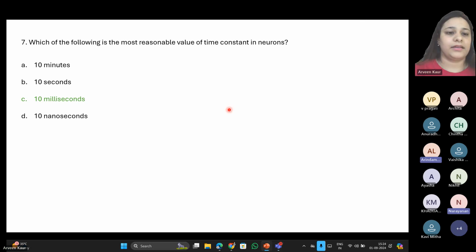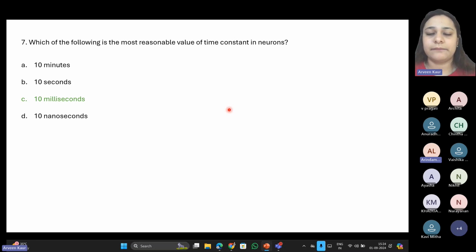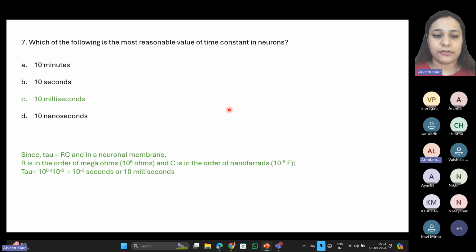In that particular lecture, we had discussed that if we talk about neurons, then in neurons the value of resistance is going to be in the order of mega ohms.